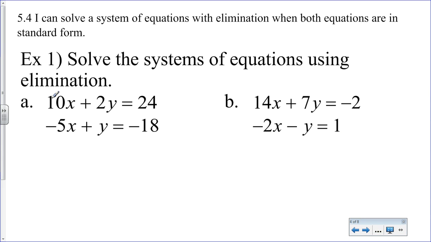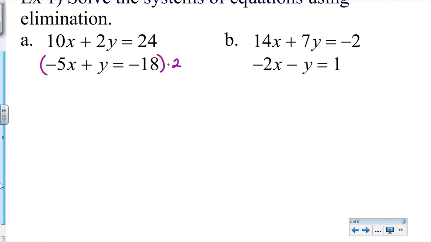So if I look at this, I have 10 and negative 5. How many times does 5 go into 10? It goes in twice. So I'm going to go ahead and multiply this whole equation by 2. I don't worry about signs at all until after I've multiplied, and then I decide if I need to change my signs. So we'll do that at the end.